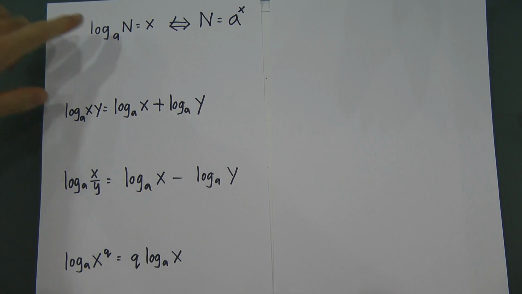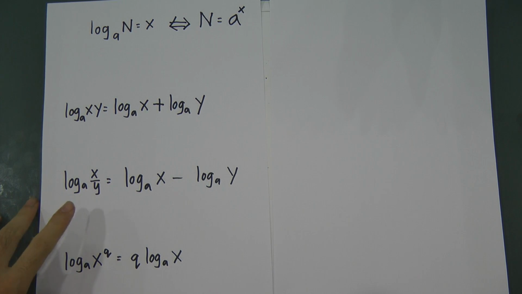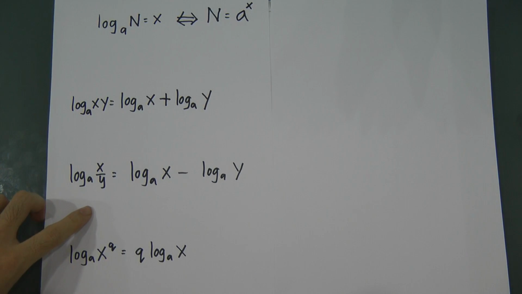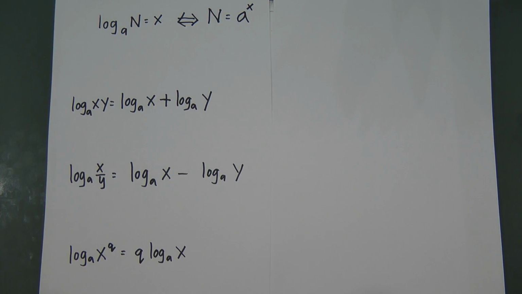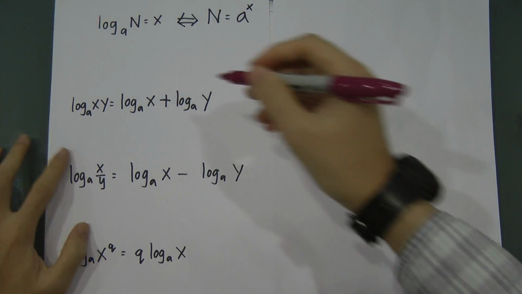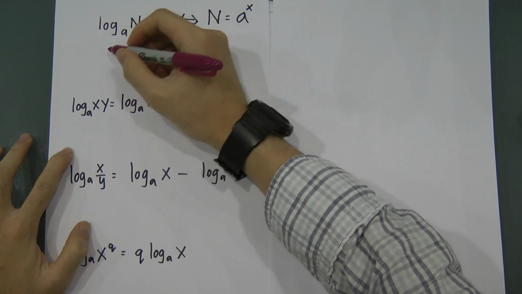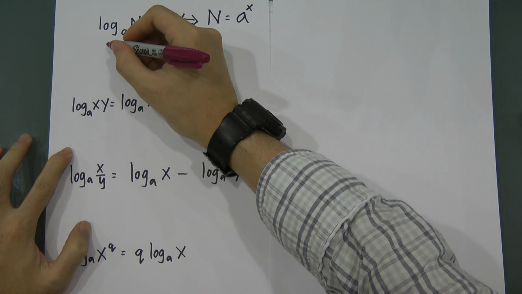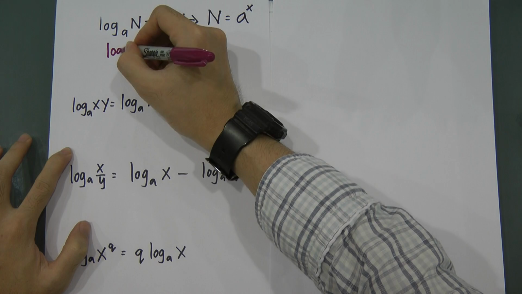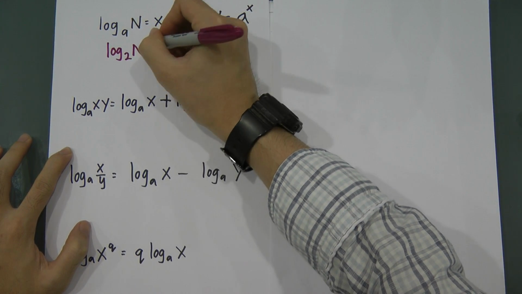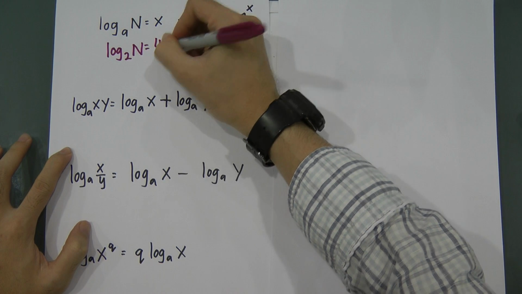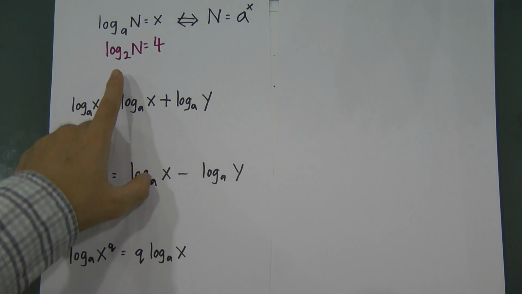This is some basic but very useful law for log. The first one is very important. I'll just randomly give you some numbers to give you some idea. Let's say I've got log base 2 of n equals 4. I want to find n.